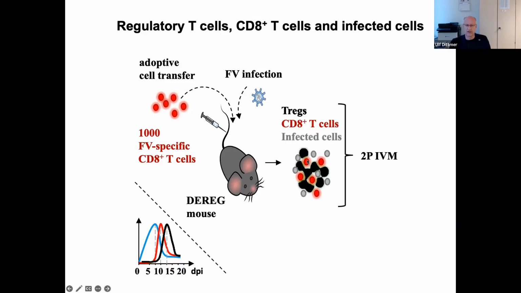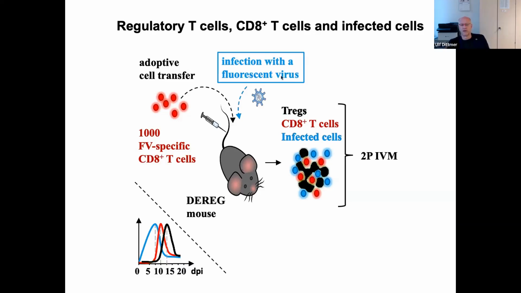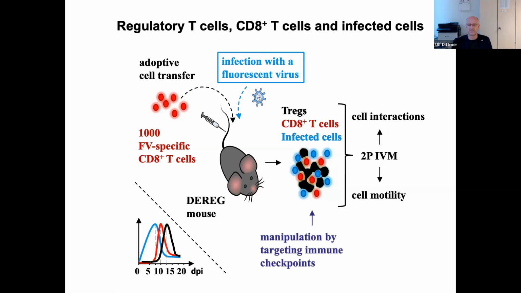And last but not least, we have infected cells in the bone marrow, and we can now also visualize them with a third color because we use fluorescent viruses. And when these cells become infected, they have a color. And this can also all be filmed with 2-photon imaging. And you can look for cell interactions and the motility of cells. And you can also manipulate the system by injecting antibodies or depleting regulatory T cells, for example.